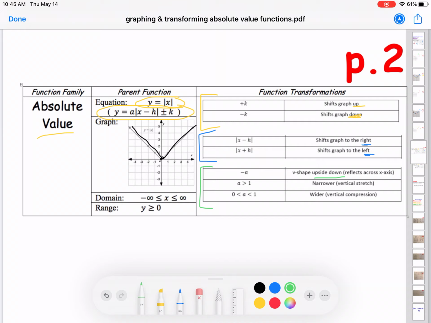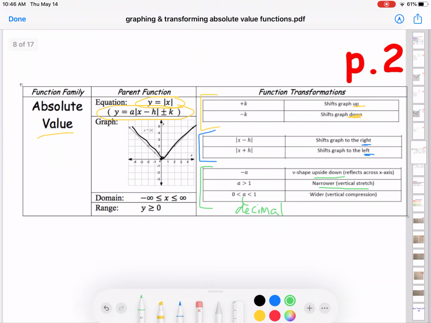If it's a number greater than 1, such as 2 or 3 or 4, our graph becomes narrow or vertically stretched. And if we have a number between 0 and 1, which we know means a small decimal or a fraction, our graph will become wider or more vertically compressed. So hopefully you're seeing the connections between this function family and quadratic functions. Their graphs and transformations work in the exact same way.